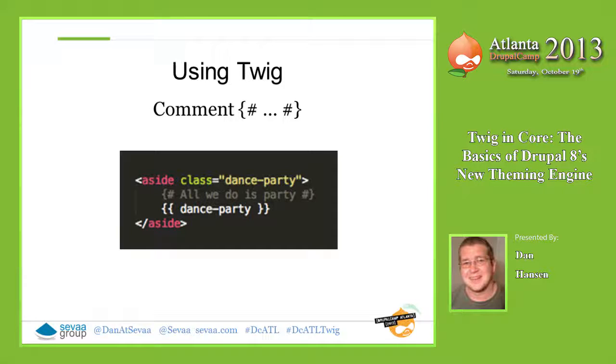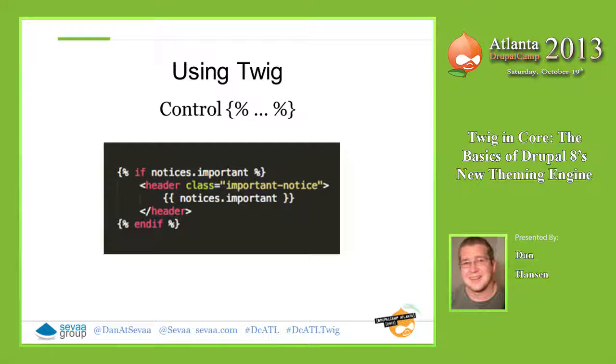If you want to do a template style comment, where you're commenting on something that is not going to appear in your final HTML output, you can use the curly brace and the pound sign, or hash, as you want to call that. And then you have your control elements. So your if statements, for example, you will wrap in a curly brace with a percent sign.